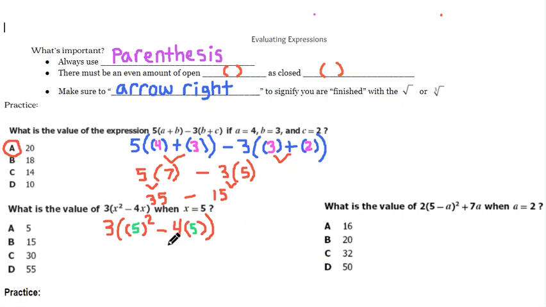All right, order of operations. So order of operations tells me I need to do these parentheses first. Inside here, I have to do my exponent. So 5 squared is 25. So I'm left with 25 minus 4 times 5.